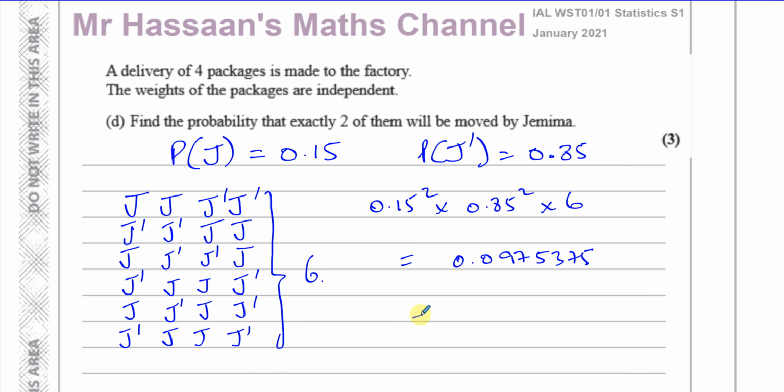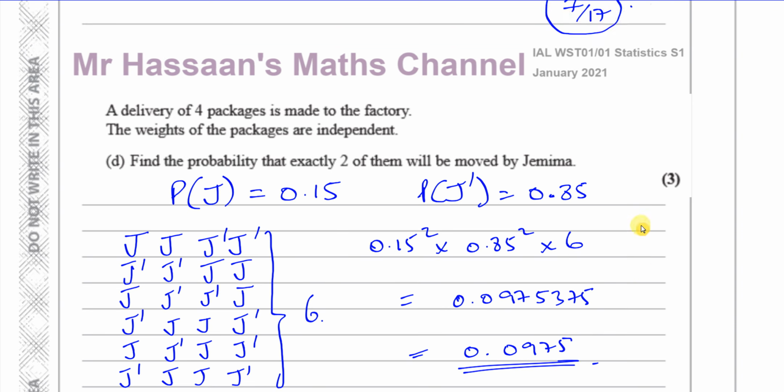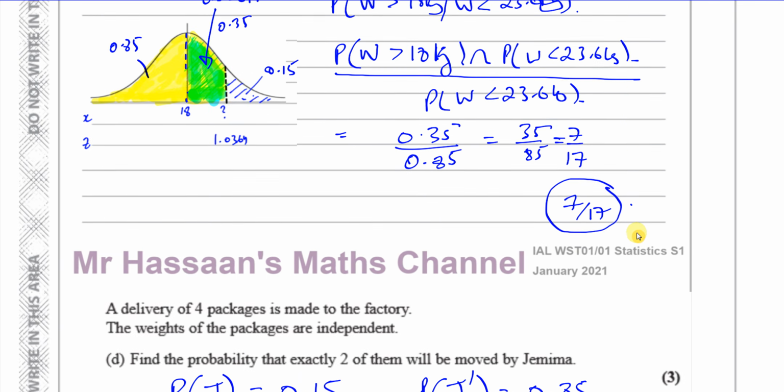So to 3SF, that's 0.0975, and that's the answer to part D of that question. Okay, that's the answer to part D of the question, and we have finished this question now.